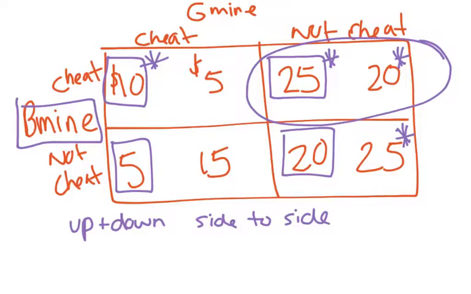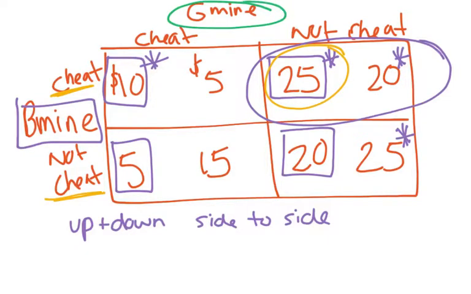Now how you read this: B mine has cheat and not cheat, and you read B mine horizontally. So since we have the 25 right here, star, that's B mine's number, they are going to cheat because it's in this row. G mine you're going to be looking at the numbers vertically, so up and down. Their $20 is right here, so you are going to see that they are going to not cheat.